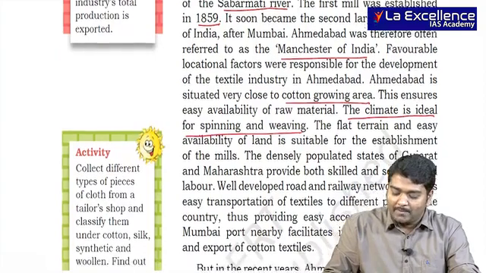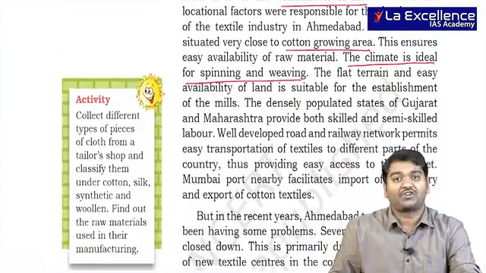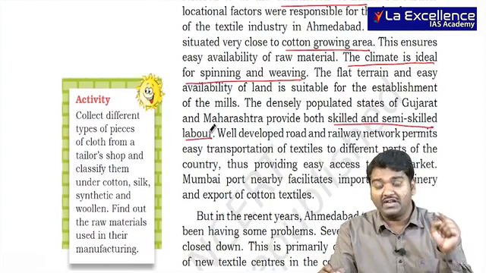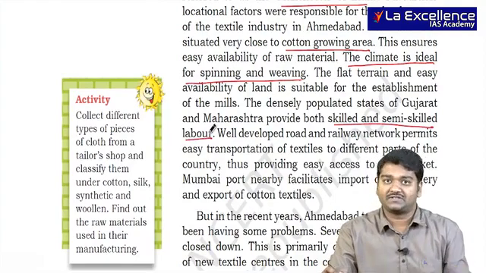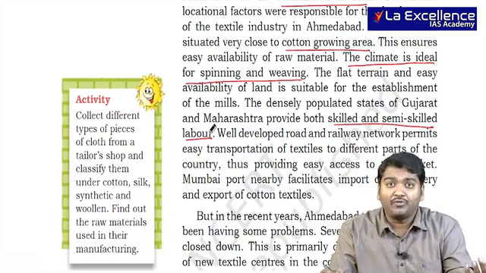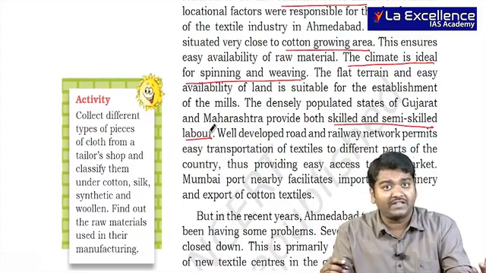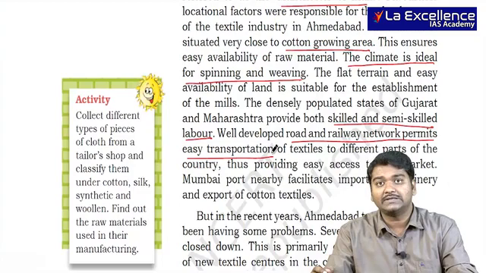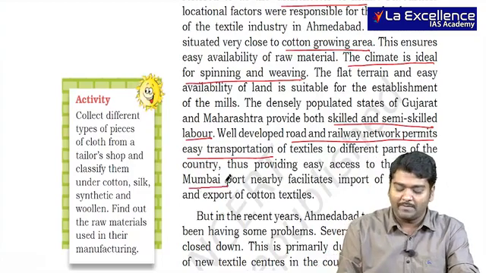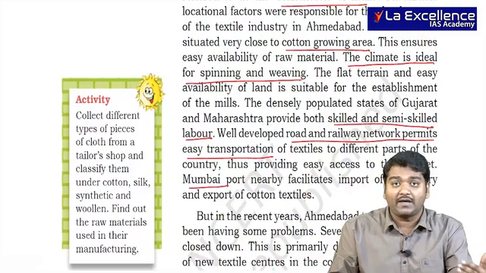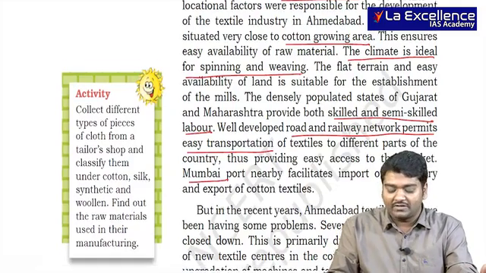The densely populated states of Gujarat and Maharashtra provided skilled and semi-skilled labor, which is very important for textile industries. Even now you can see wherever textile industries are present, the people around it will be largely benefited by that industry. Well-developed road and railway network permits easy transportation of textiles, and Mumbai was chosen mainly because of its port facilities. From Ahmedabad, they used to send everything to Mumbai, and from there they used to sell.